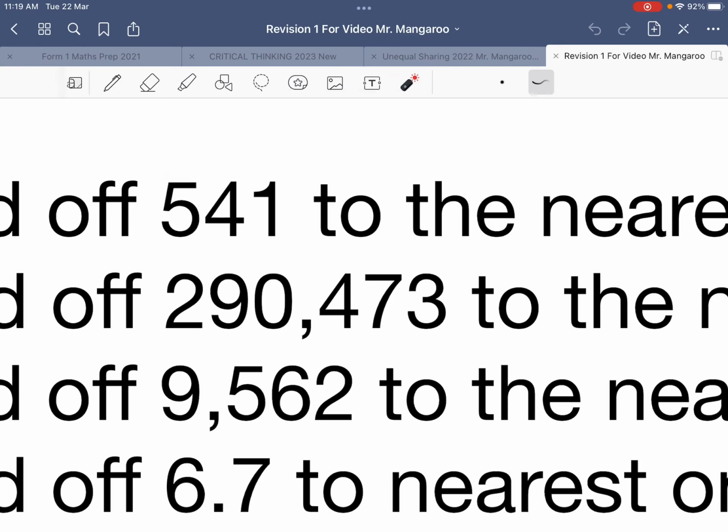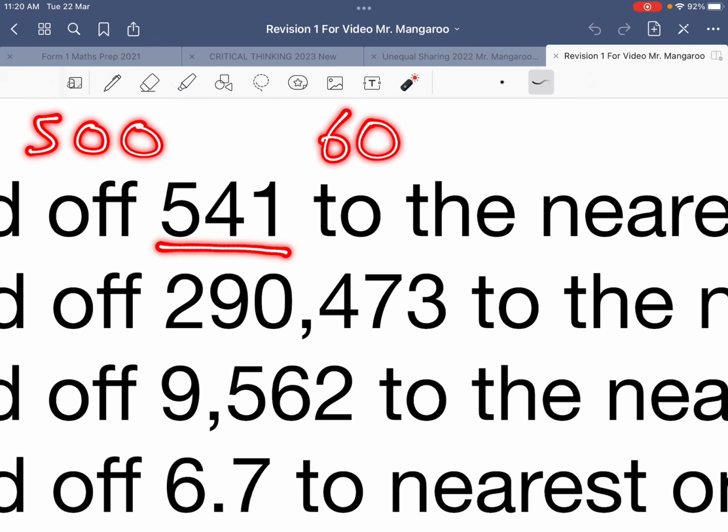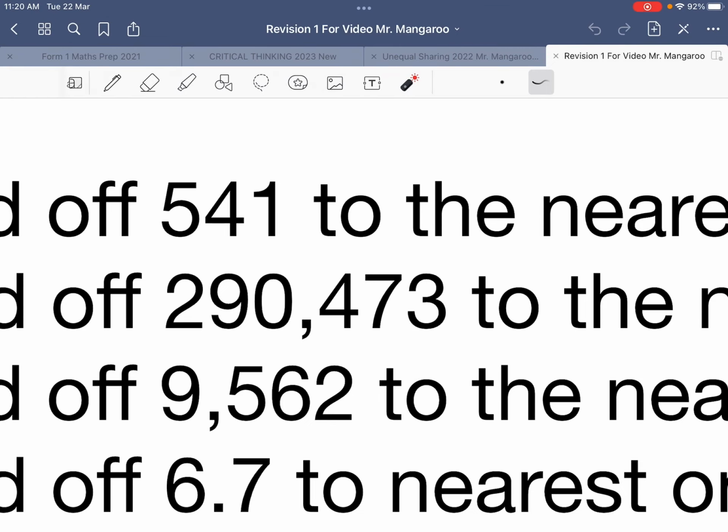Or in other words, we are asking ourselves, is 541 closer to 500, or is it closer to 600? And since it's less than 550, it's closer to 500.